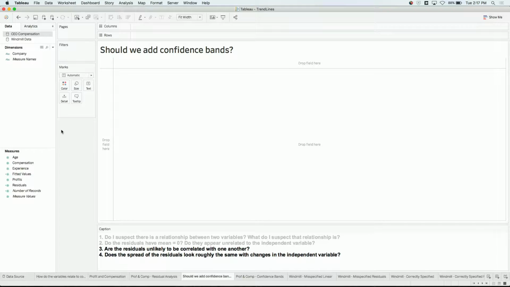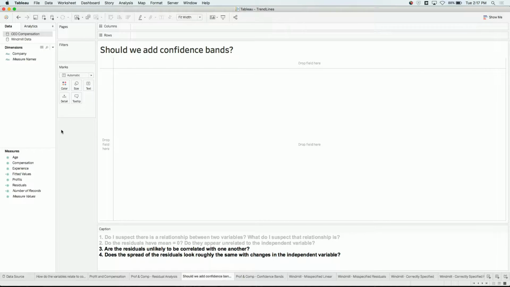Confidence bands are very similar in concept to confidence intervals in that they give you a range in which the true model is likely to lie. So, should we add the confidence bands? Well, we need to answer a couple of questions first.